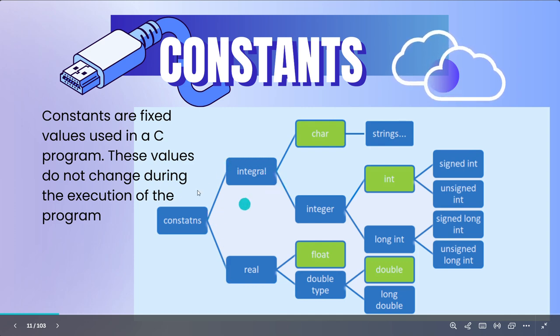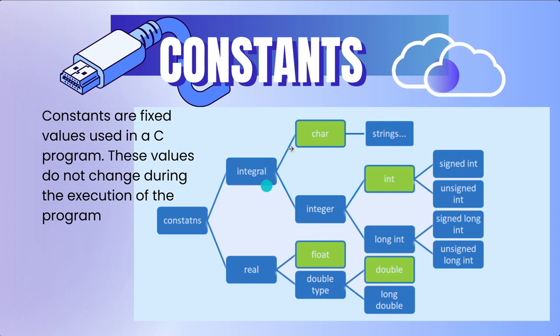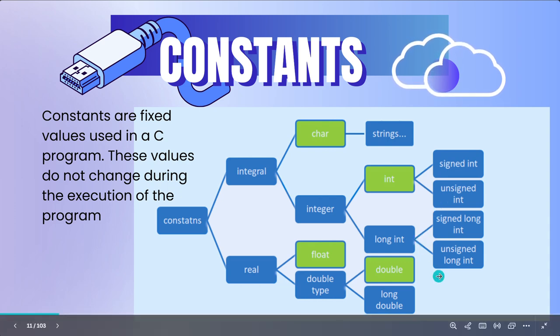Coming to the integer constants, they are again divided into two types, character constants and integer constants. Character constants include strings. In C we don't have a particular data type as string; an array of characters is considered a string. Integers are divided again into two types, int and long. These two perform the same function, only the memory reserved is much more. int is divided into signed int and unsigned int. Long is again divided into signed long int and unsigned long int.